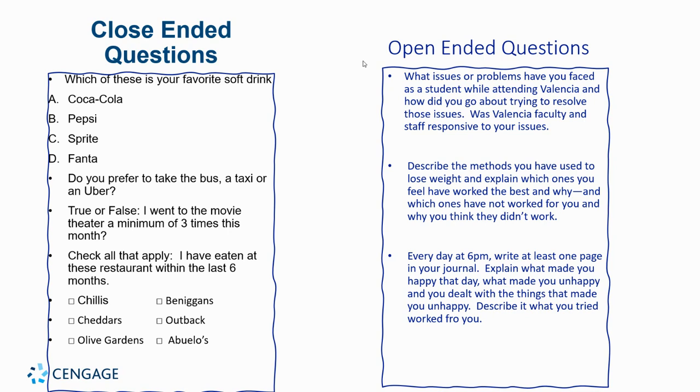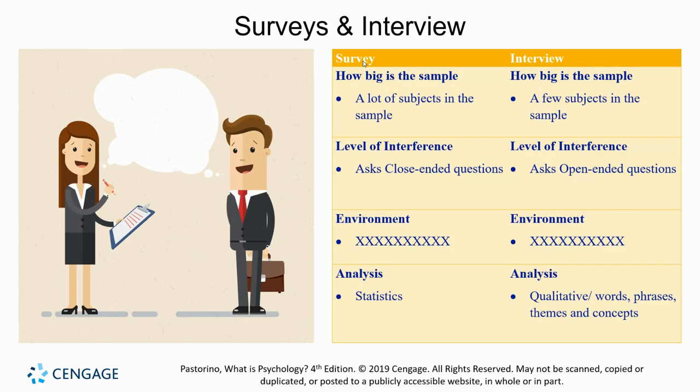Now, close-ended questions can be turned into statistics really easy because I can say 30% said true, and the rest said false. People that go to Chili's will also go to Bennigan's. Maybe 20% of people who go to Chili's also go to Bennigan's. And I can turn that into statistics quite easily. Open-ended questions, I can't really do that for.